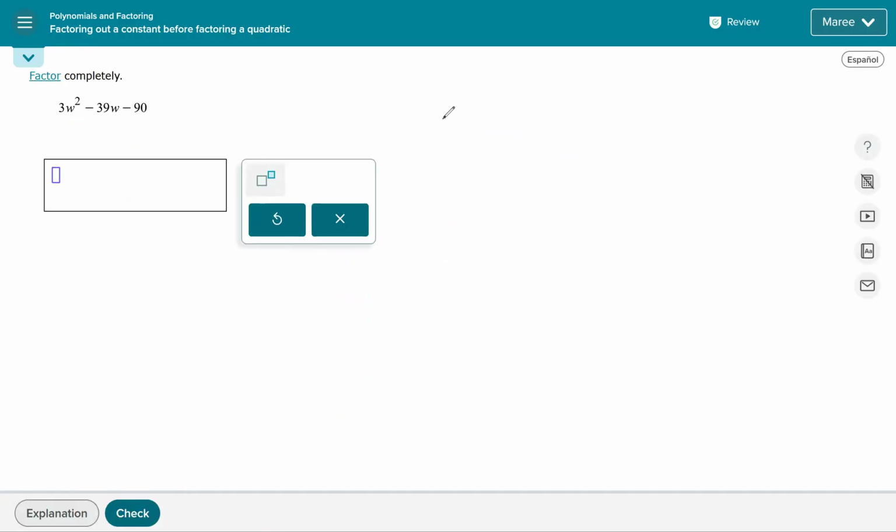All right, let's do this one. Okay, so it looks like 3 goes into all those terms. W squared minus 13w minus 30. Okay, so I got my minus signs, got to double check. Put my 3 there. Type it in. Okay, so we're going to go ahead and write 3.